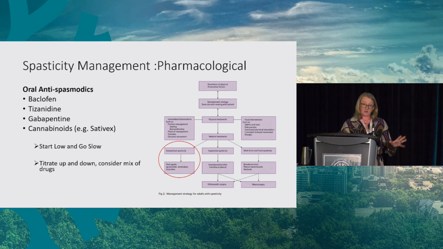If you've got a very generalized spasticity, the go-to are things like baclofen, tizanidine and things like that. Unfortunately, we don't have any access to Sativex in Ireland because we're not allowed any kind of cannabis at all, so it's different here. The key thing with these medications is that you need to start low and go slow, because people can have side effects, people can feel a little bit weak, people can feel fatigued, and you just need to very carefully titrate up and down and consider a mix of drugs.